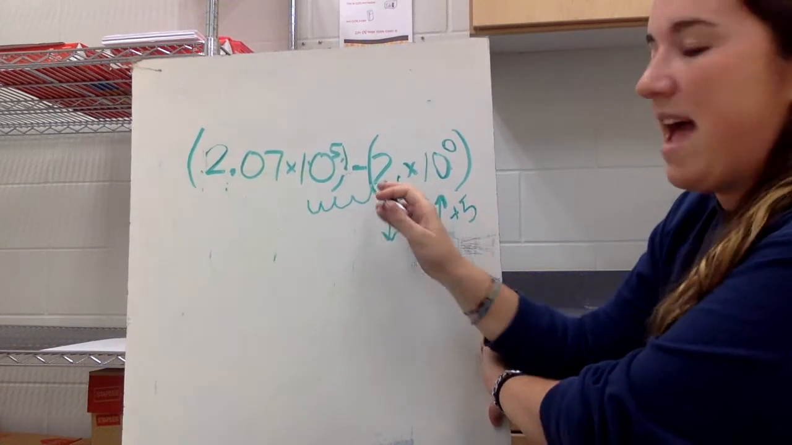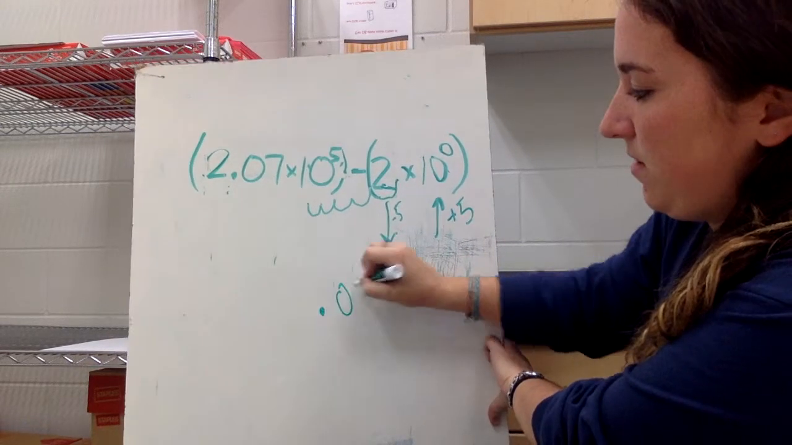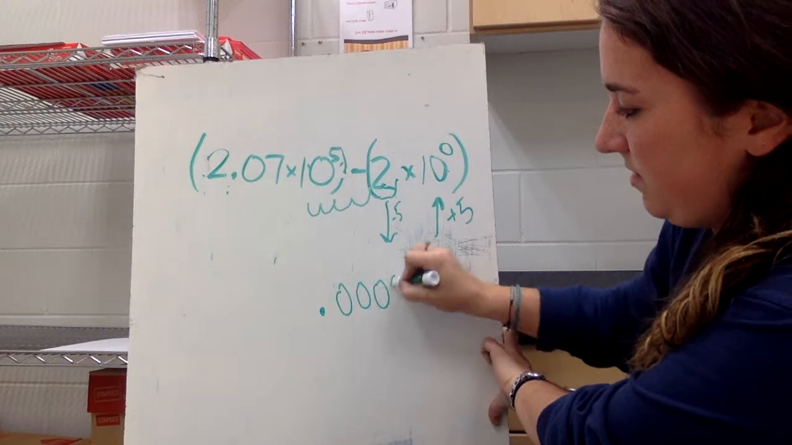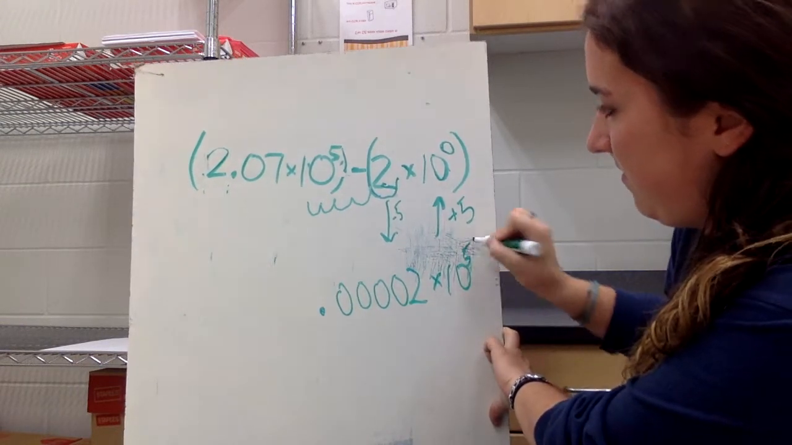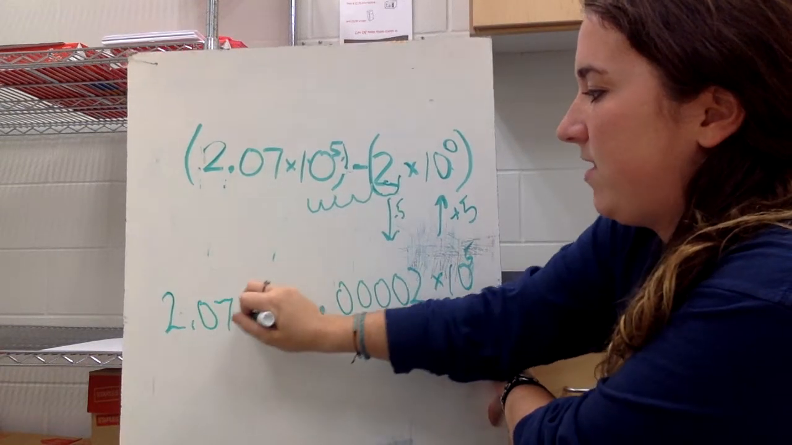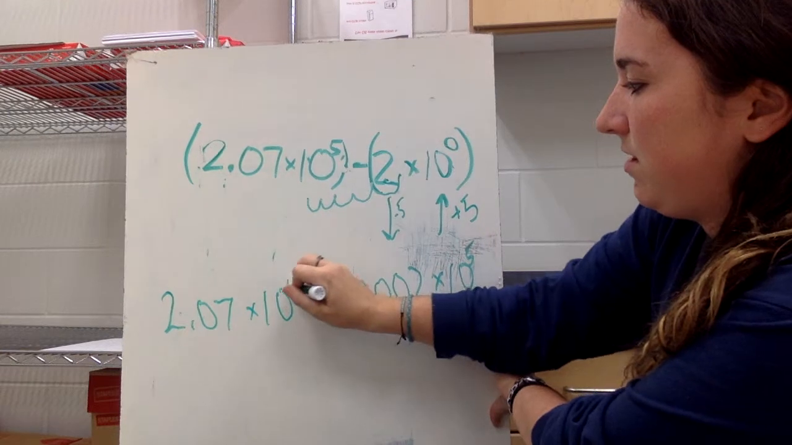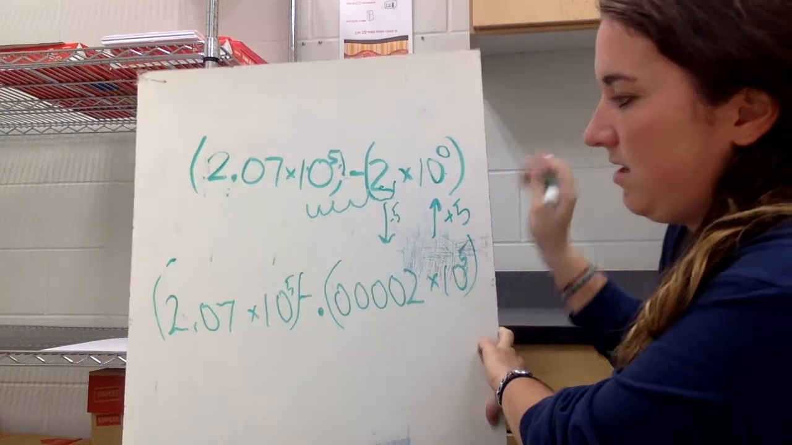How many zeros will I have in front of my 2? I'll have 4, so it'll be 0.00002 times 10 to the 5th. And then I'll have 2.07 times 10 to the 5th. So now I need to subtract these two numbers.